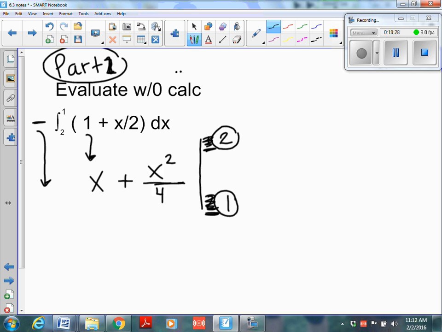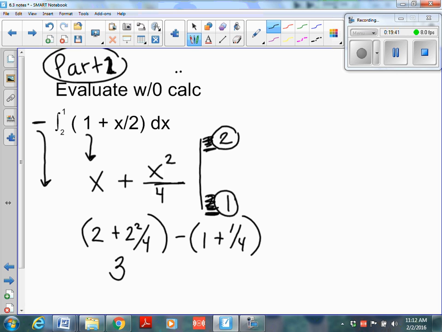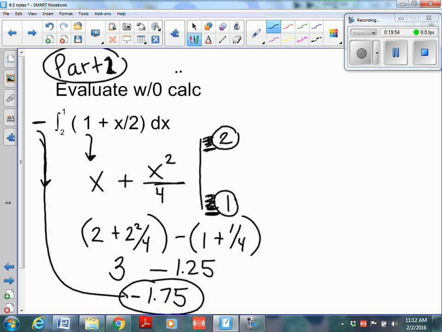If you put a 2 in for both x's, minus, put a 1 in for all the x's, you're going to get 3 minus 1 plus 1/4, is 1.25, which is 1.75. Which is a negative. Don't forget to carry the negative.